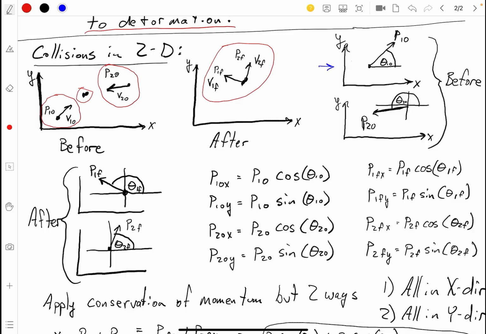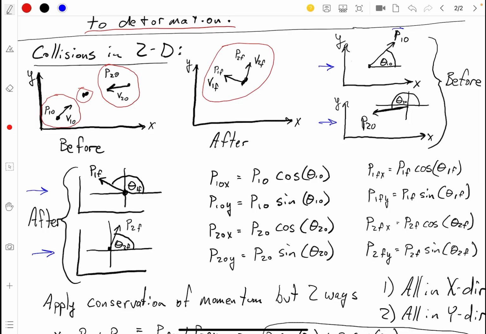We're going to break it down into our momentum of one initially, the momentum of two initially, looks like that. The momentum of three, the momentum of one finally, and the momentum of two finally. Okay, and all of those angles are there. That's what they look like, and they're all with respect to the positive x-axis. So that's nice, and we can go from there.